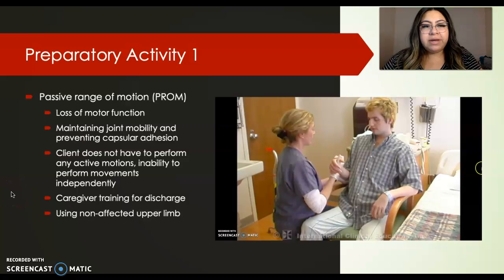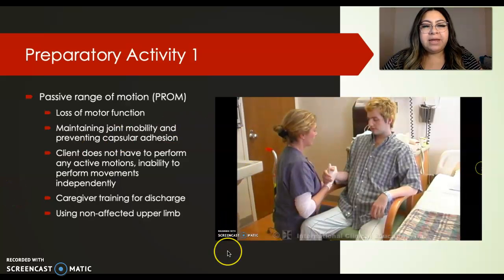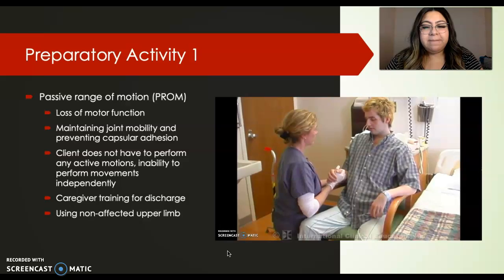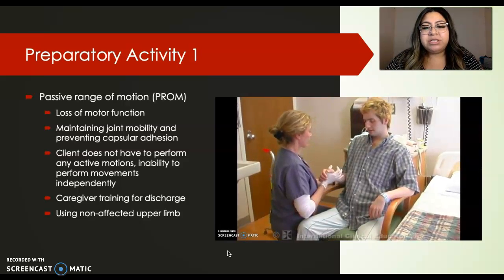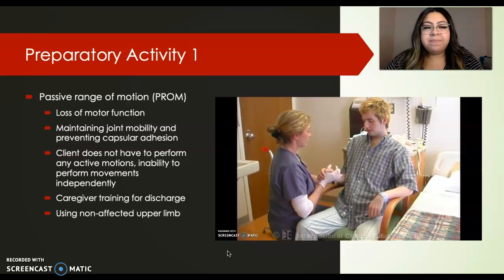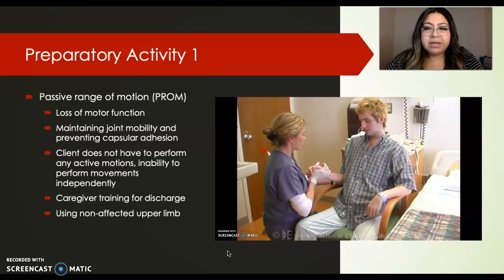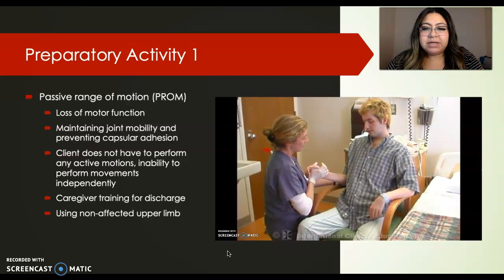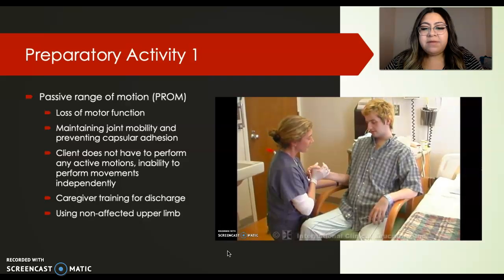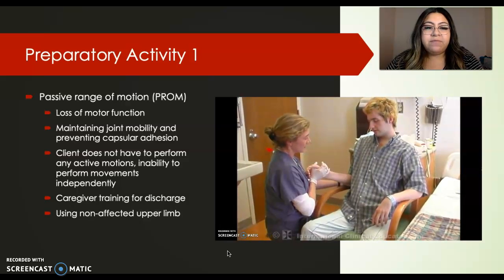The first preparatory activity that we will be doing with Ben is passive range of motion. The reason why I chose passive range of motion is because of his loss of motor functioning in the right upper extremity. You can also do this with his right lower extremity, and because you'll be doing both, it is probably better to conduct them in bed if you are also doing his lower extremity for movement.